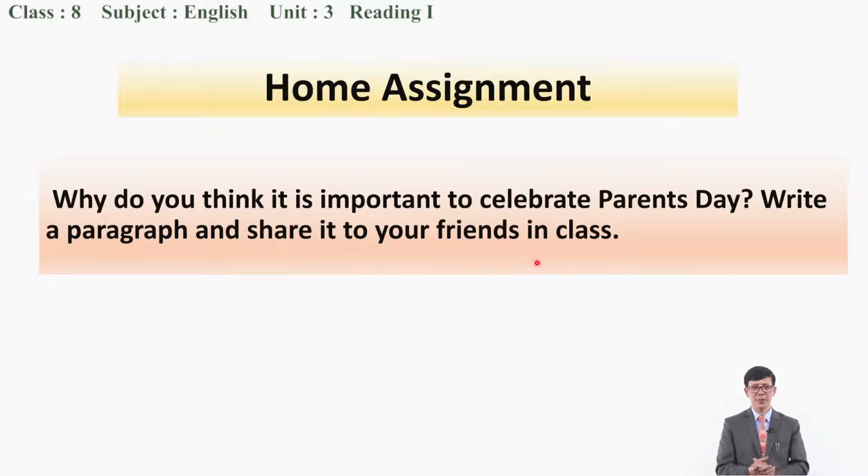Then why do we celebrate Parents' Day? What is the importance of, let's say, the Parents' Day? You can simply talk about the importance of Parents' Day. Why do we celebrate? You think of some ideas, you develop a paragraph, and you can share it with your friends and show it to your teachers.